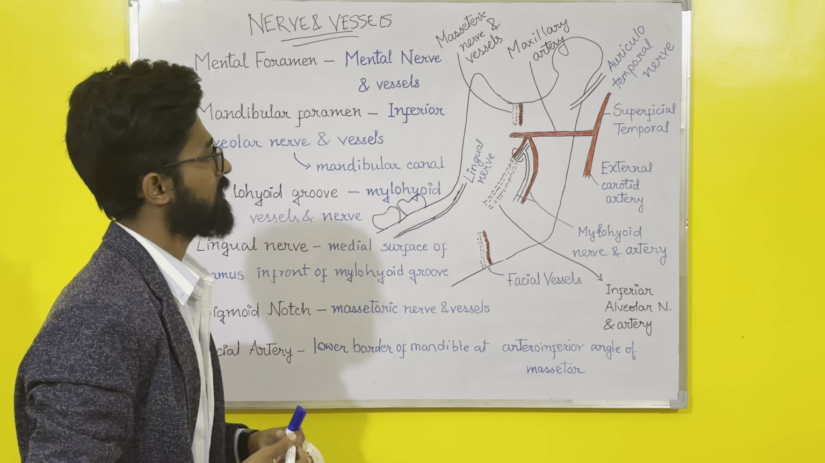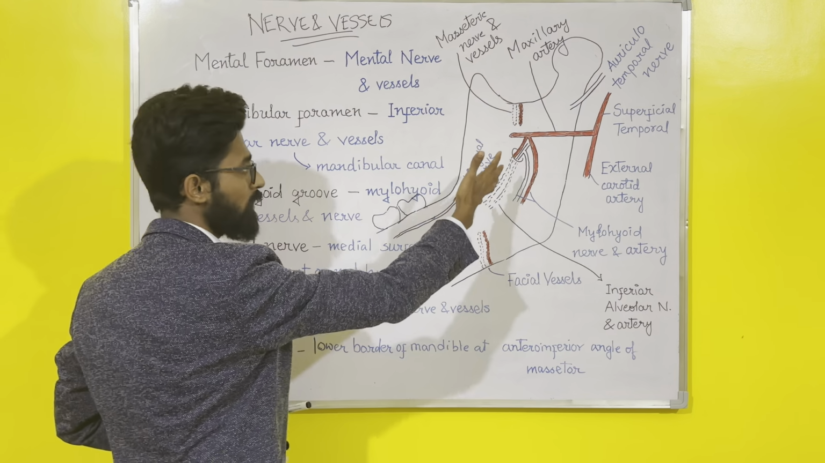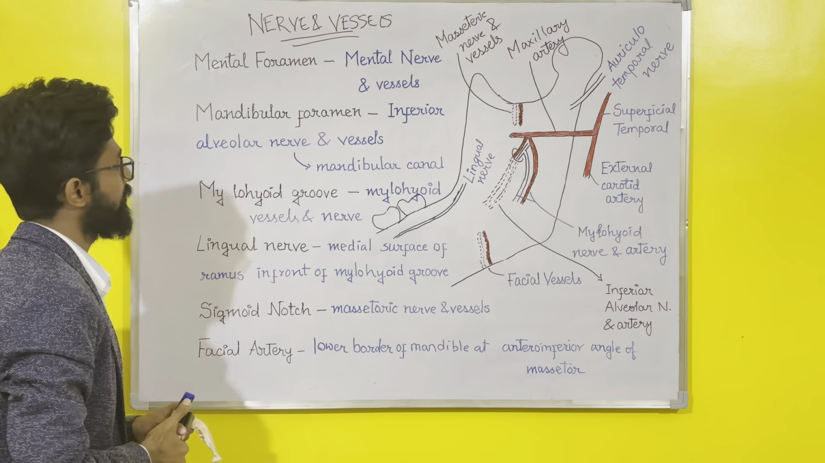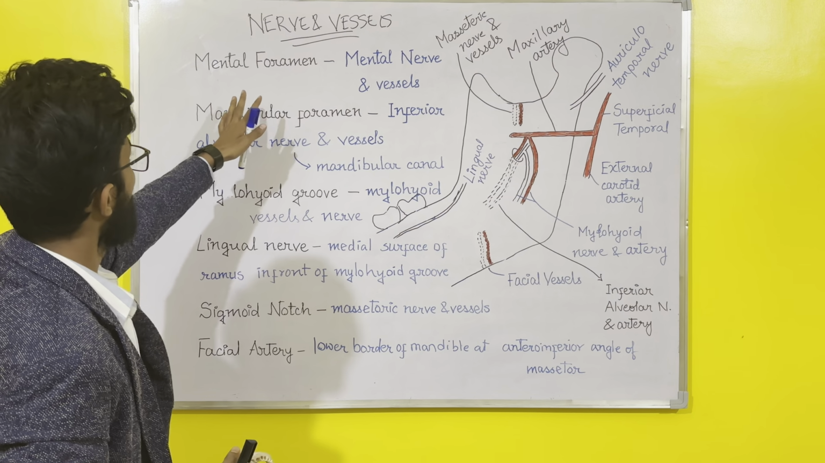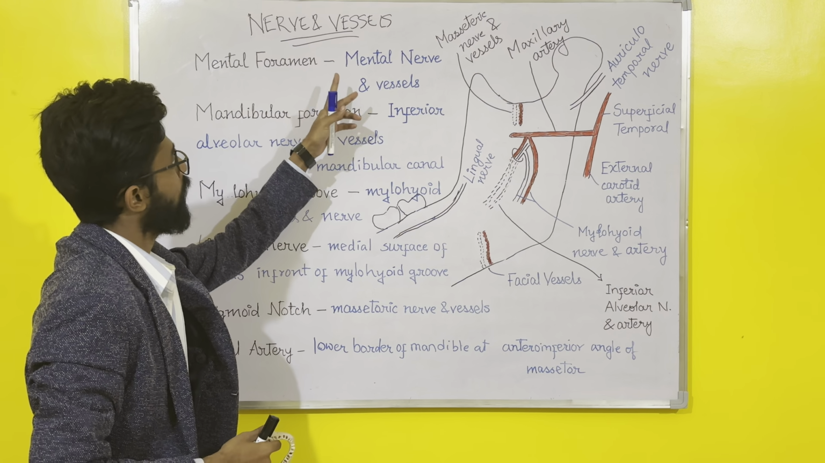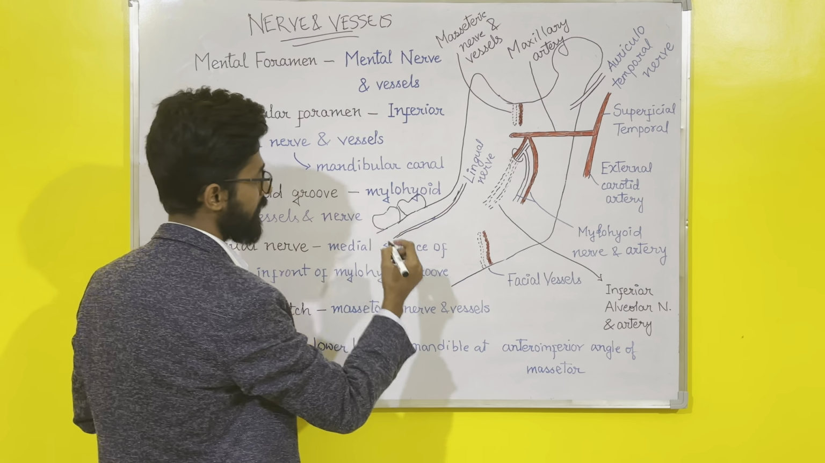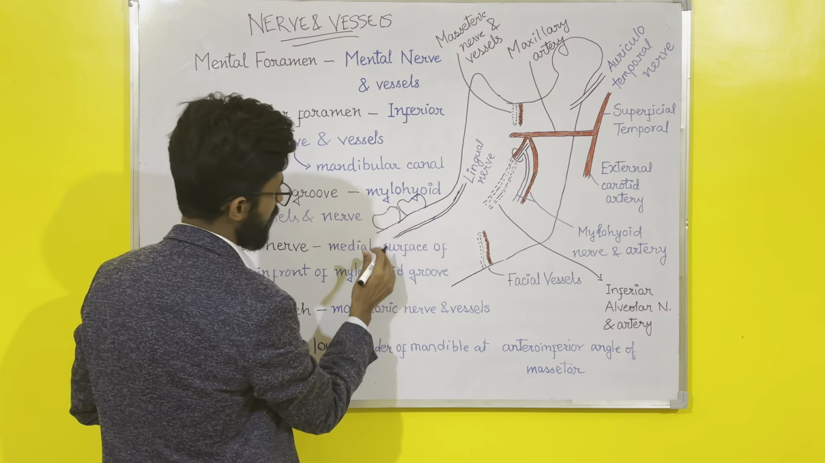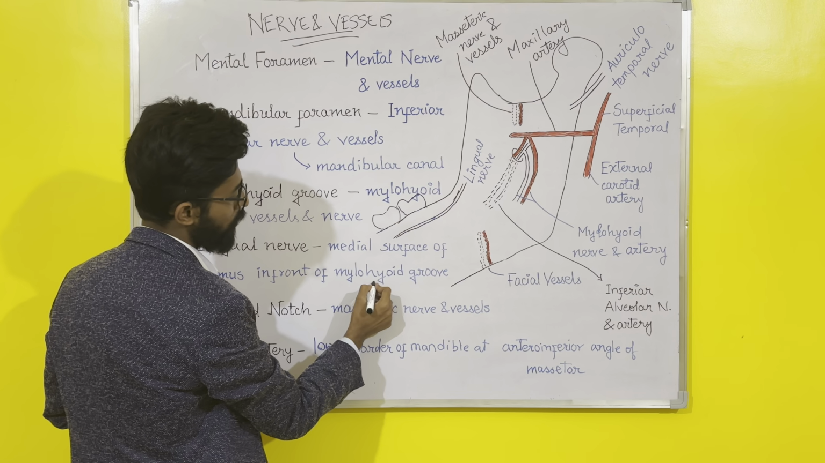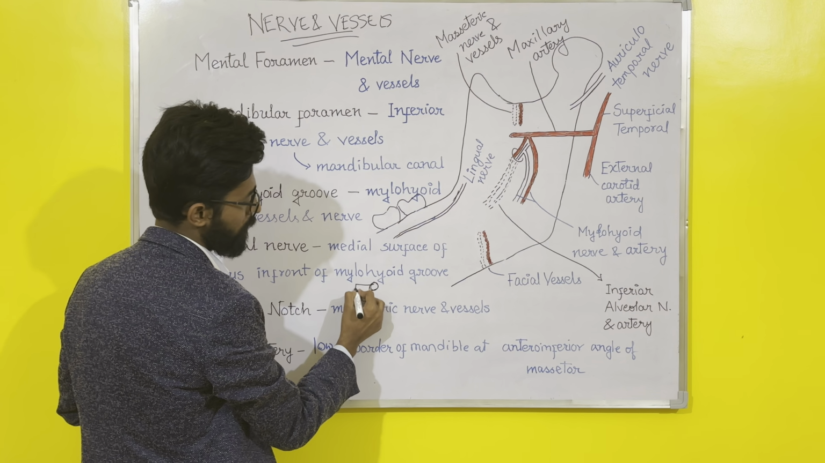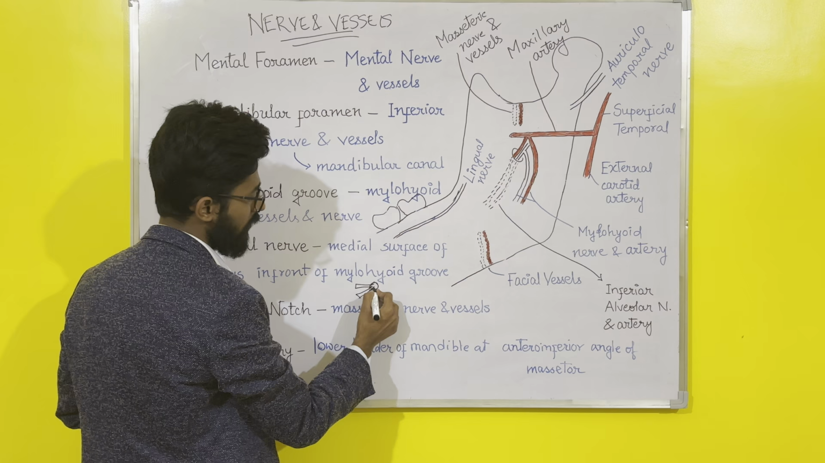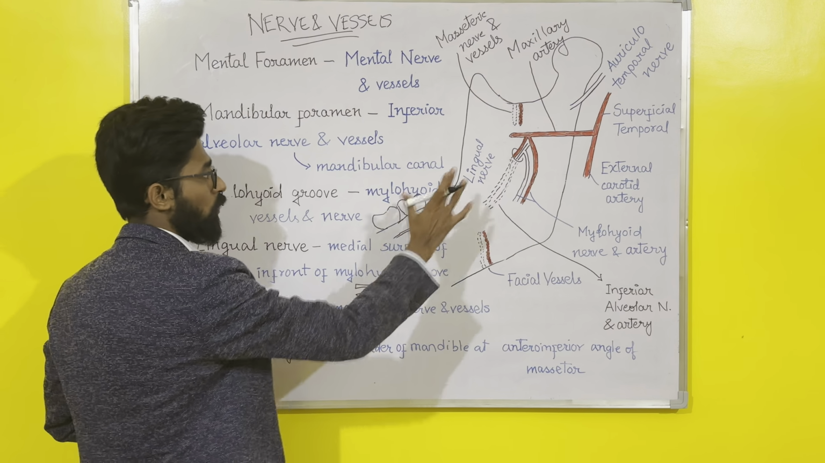Now nerves and vessels related to the mandible. This is the diagram that you will make, and this is the content that you will write. First is the mental foramen. Mental foramen transmits the mental nerves and vessels. I forgot to mark it here. It will be somewhere here, between the two premolars. So the mental foramen will transmit the mental nerves and vessels.